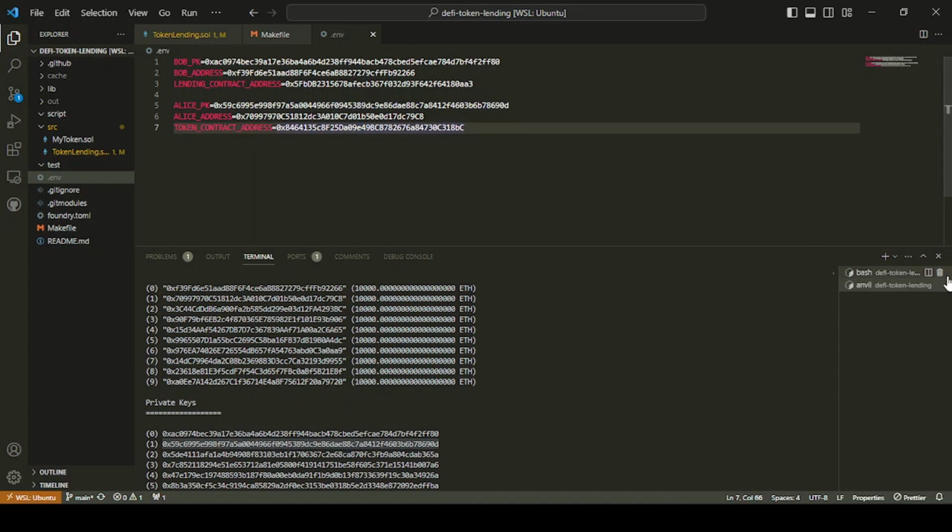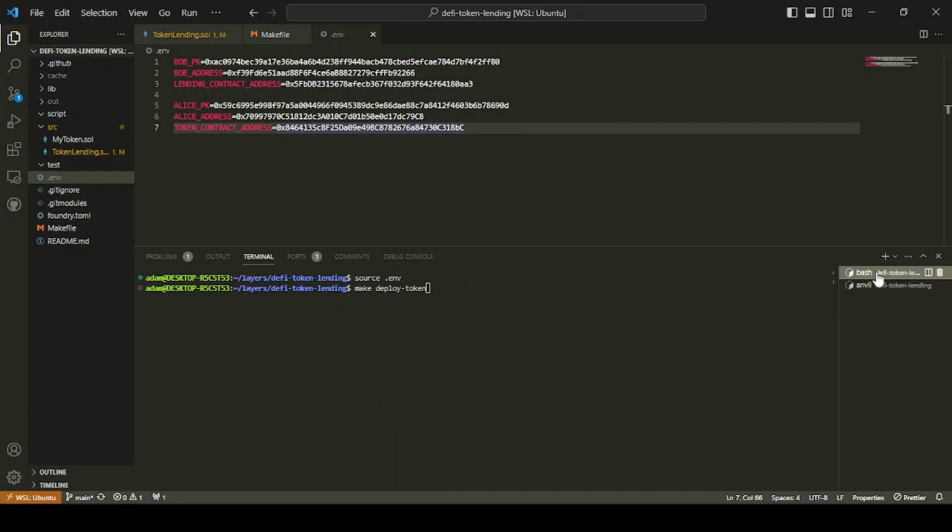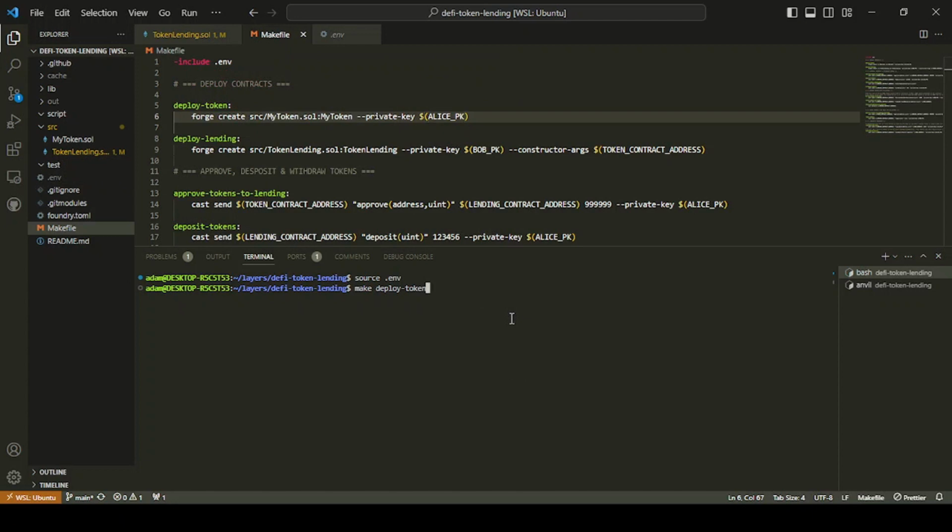Okay, so we have Anvil there. I'm going to switch back over to Bash and back to our make file. So we do make deploy token, and again forge create, source folder my token.sol. My token is the contract, and the private key is Alice's PK. Just to be aware, in a make file you wrap the variable name in brackets like that. So if you're putting Alice PK in here, you wrap the brackets around it. It's just whatever way make files are.